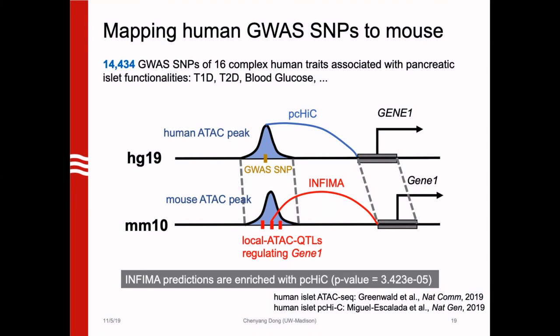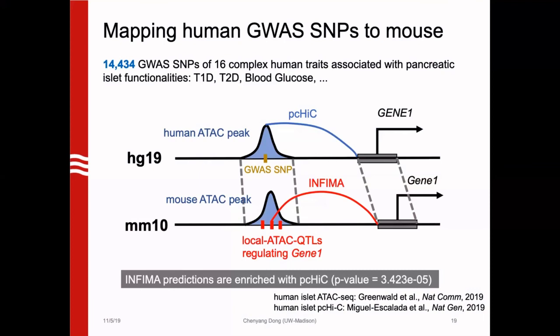We compare our method with linking the ATAC peak to their nearest gene. And then we link the mouse ATAC peak to a mouse gene. And we find the orthologous gene in human, and check if there is a promoter capture Hi-C signal between the human peak and the gene promoter region. And then we complete our mapping here.